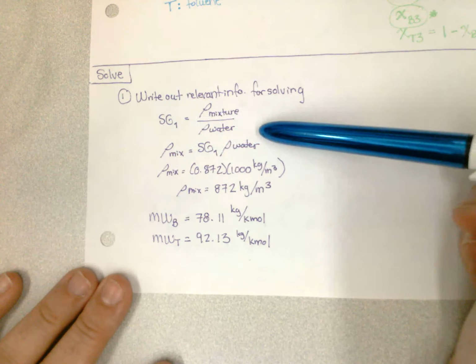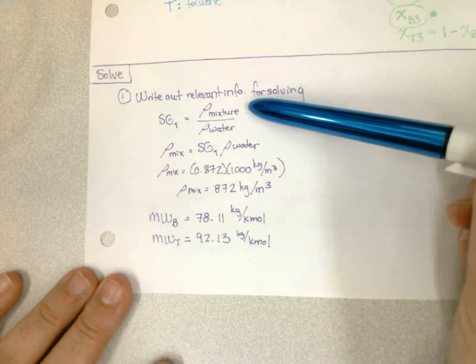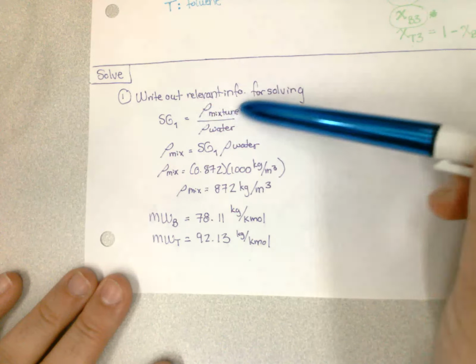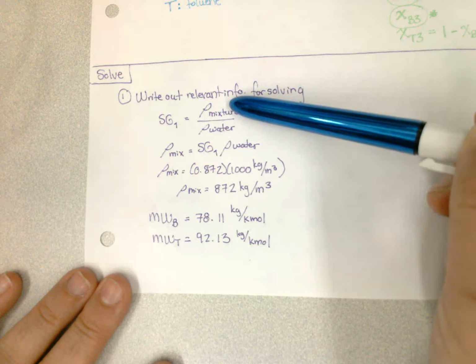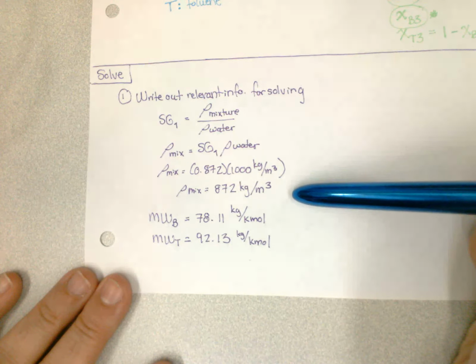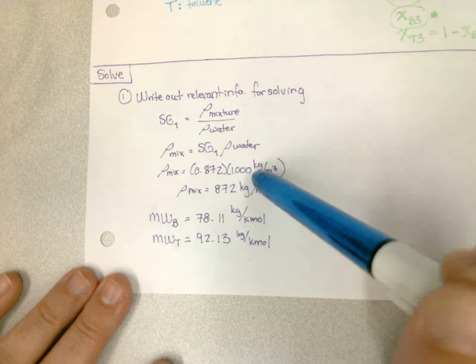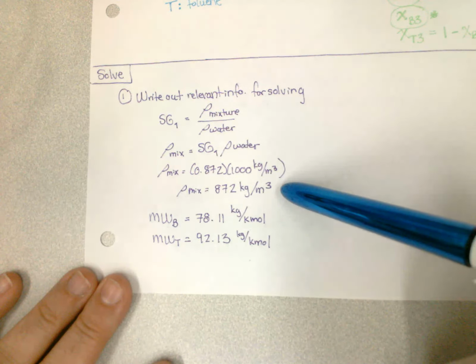Remember that your specific gravity is the density of the thing over the density of water for the most part, and we want to know the density of the mixture of benzene and toluene. So what I've done here is I've solved for the mixture density using the specific gravity and the density of water. That's all that number is right there.